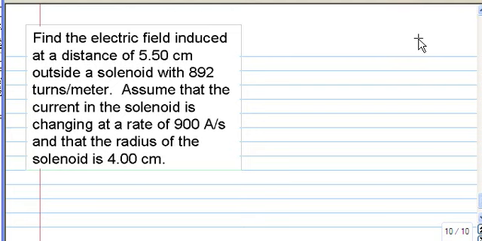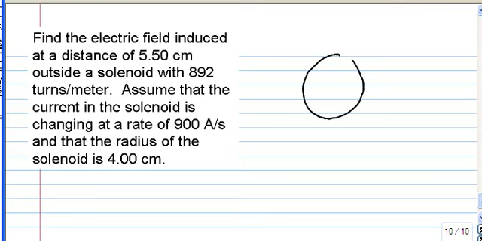Okay, in this problem, we're given a specified rate of change in current in a solenoid and some facts about the solenoid, and we're supposed to compute the electric field that's induced outside. So let's draw a top view. Here's a picture of our solenoid. Here's our observation point. Now we calculate the induced electric field.